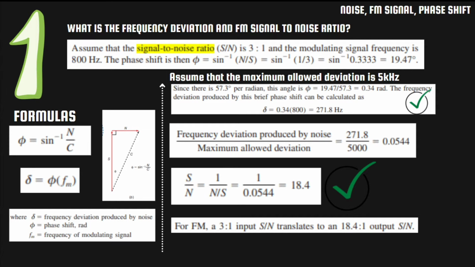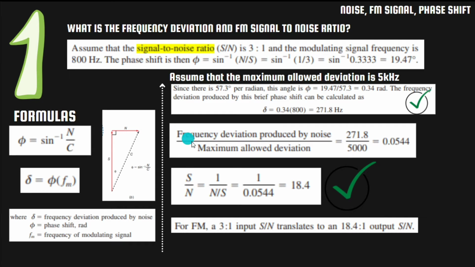The frequency deviation produced by this brief phase shift can be calculated as the frequency deviation is equal to the phase shift in radians, which is 0.34, times 800, which is equal to 271.8 Hz. So just how badly a particular phase shift will distort a signal depends on several factors. Looking at the formula for deviation, you can deduce that the worst case phase shift and frequency deviation will occur at the highest modulating signal frequency. The overall effect of the shift depends upon the maximum allowed frequency shift for the application.